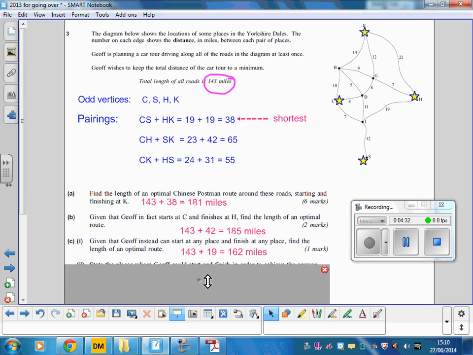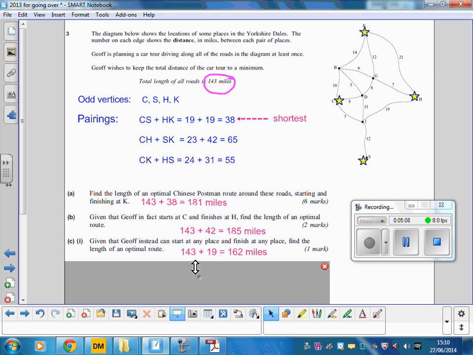Now the last bit of the question asks you, given that Jeff can instead start at any place and finish at any place, find the length of an optimal route. So if you can choose where to start and finish, then obviously the bit of route that you're going to repeat is going to be the smallest one out of the 6 values that you've worked out here. And of course we've got 2 smallest that happen to be the same, so that's fine, 19. So we add the 19 onto the total 143 that they gave us. That tells us that this route is now 162 miles.